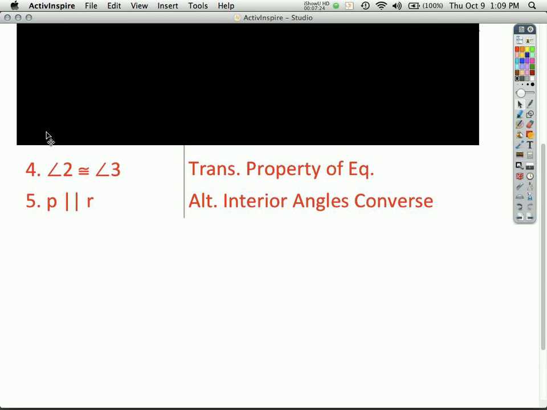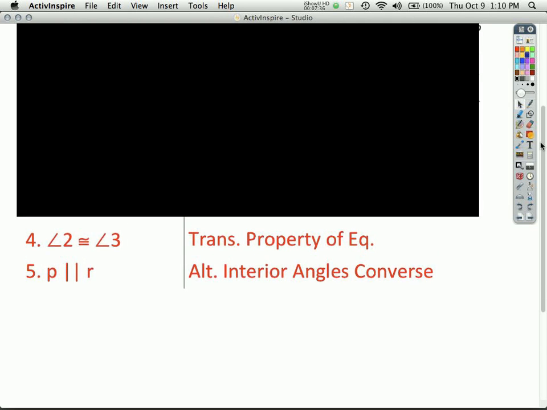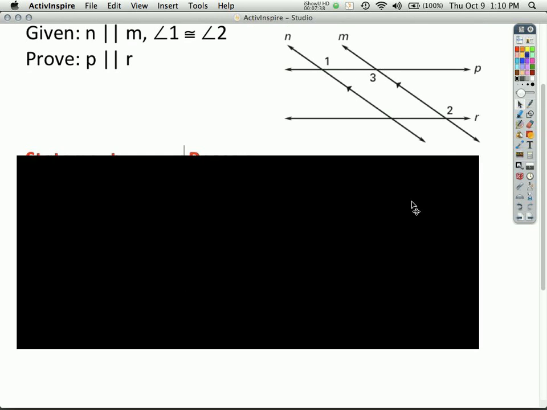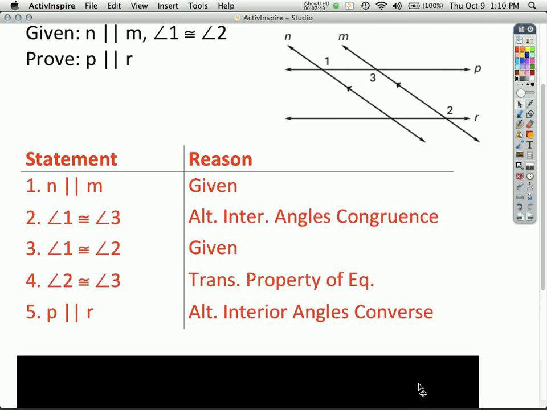Okay. So it should have been something like angle 2 is congruent to angle 3 because of the transitive property of equality. Because the whole point is to get angle 2 and angle 3 to be congruent to prove that the lines are parallel. So, here is my full proof. You could have flip-flopped statement number 2 and number 3. That whole team seemed to think that statement number 3 should have come first. That's fine. But the idea is the path of logic.